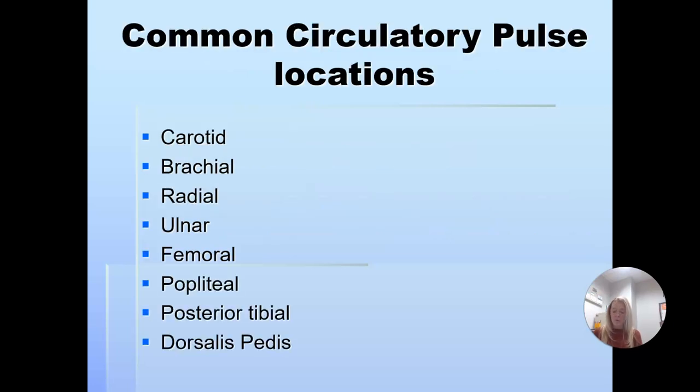So, common pulse locations, and I know you guys have practiced all these at one point or another. We have the carotid pulse in the neck, the brachial in the arm, which we tend to use more for kids, and the radial pulse, which is probably one of the most common sites that we take pulse to determine heart rate. Over on the other side of the wrist, we have the ulnar pulse. You have the femoral pulse in the femoral triangle, the popliteal in the popliteal fossa, a posterior tib on the medial aspect of the ankle and foot, and dorsalis pedis on the top of the foot.